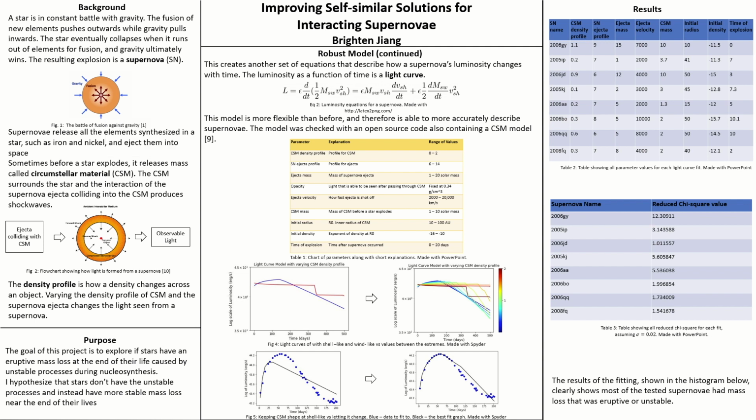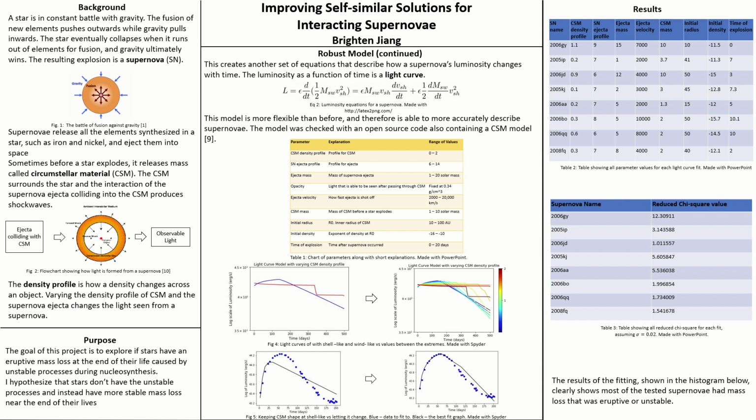After the star collapses, the star rebounds and ejects the elements it synthesized, which are now called ejecta, and this resulting explosion is called a supernova. Also, before a star dies, they often release mass called circumstellar material, which I'll call CSM from now on. And CSM mainly consists of hydrogen gas, and it sits around the star.